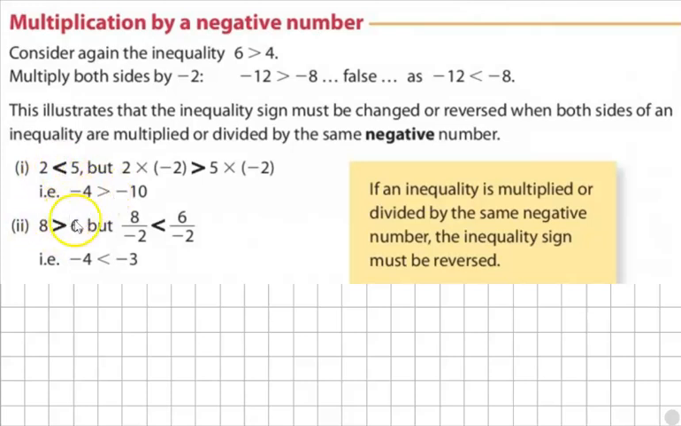8 is greater than 6. We know this is true. But if we do 8 divided by minus 2, and we do 6 divided by minus 2, we have to flip the inequality, because 8 divided by minus 2 is minus 4, and 6 divided by minus 2 is minus 3, and minus 4 is less than minus 3. So we can see the sign was flipped. If an inequality is multiplied or divided by the same negative number, the inequality sign must be reversed.